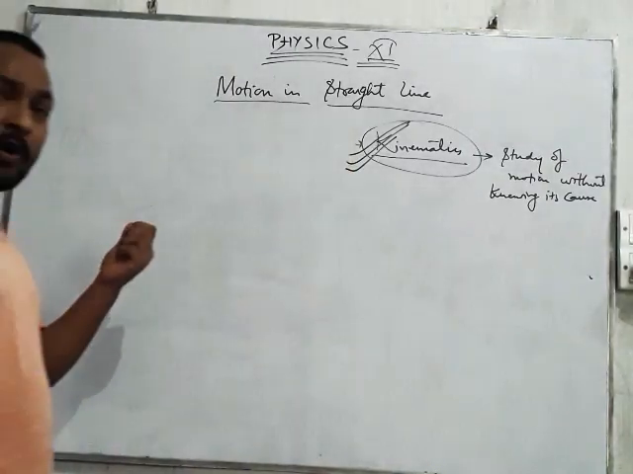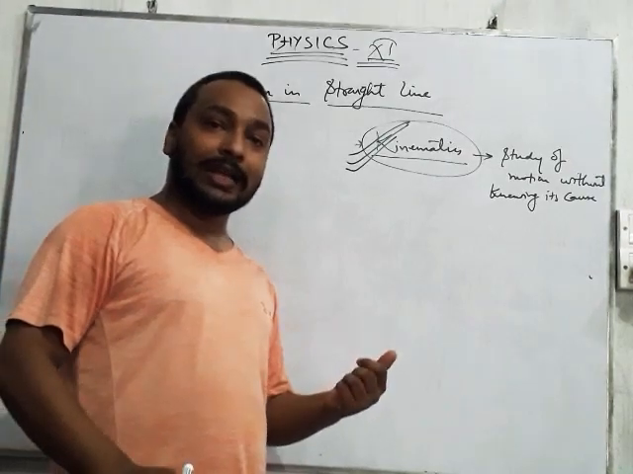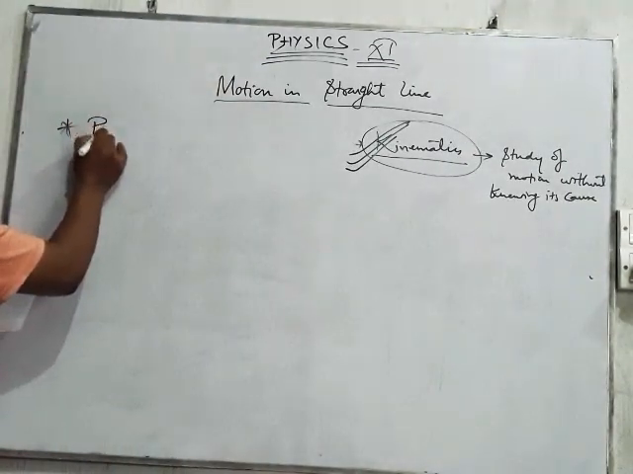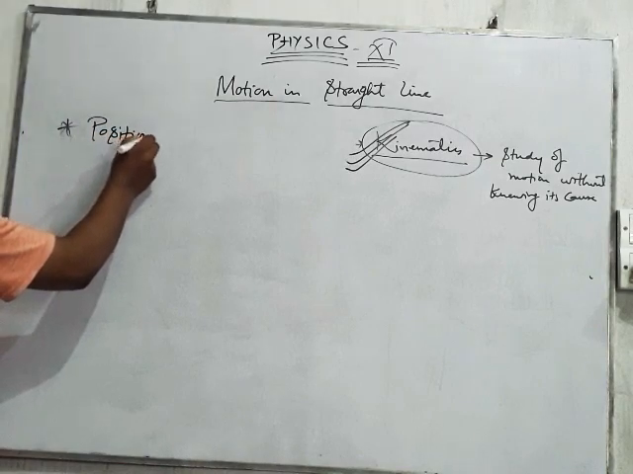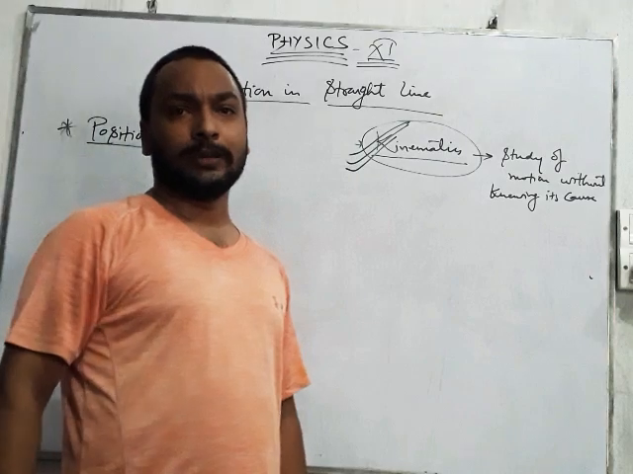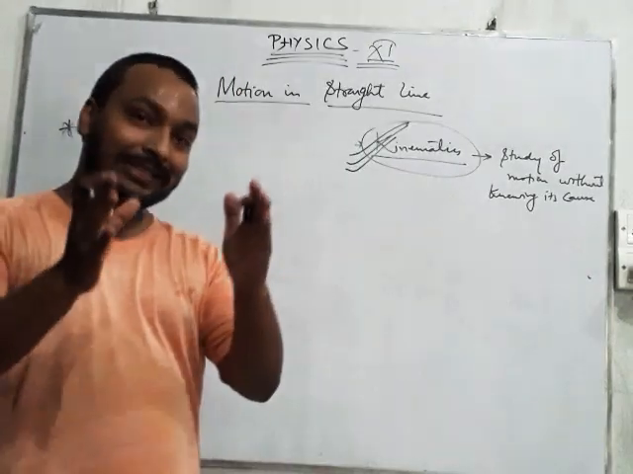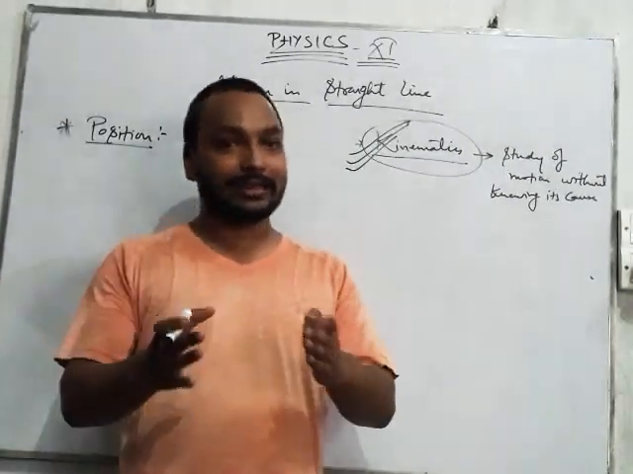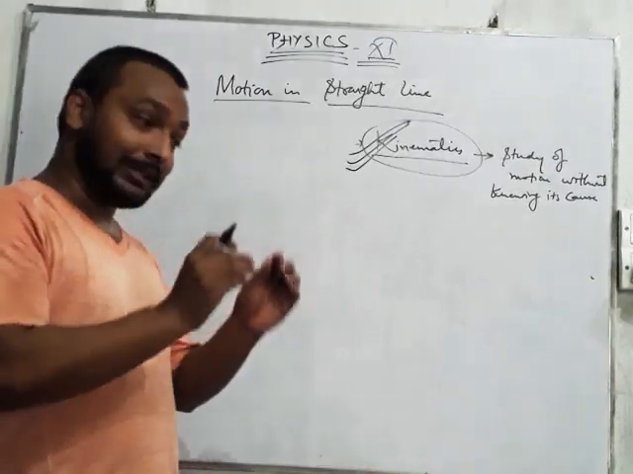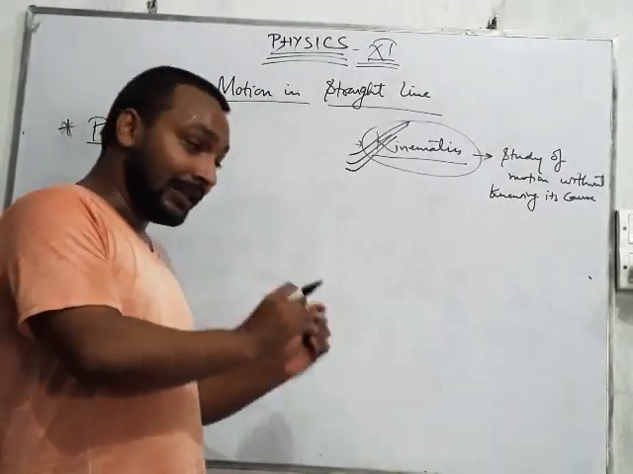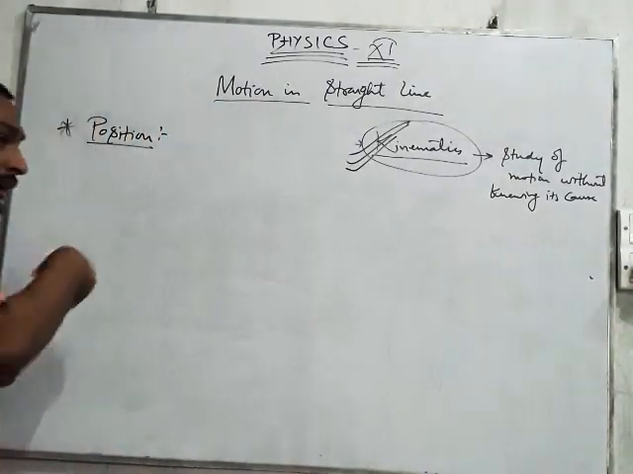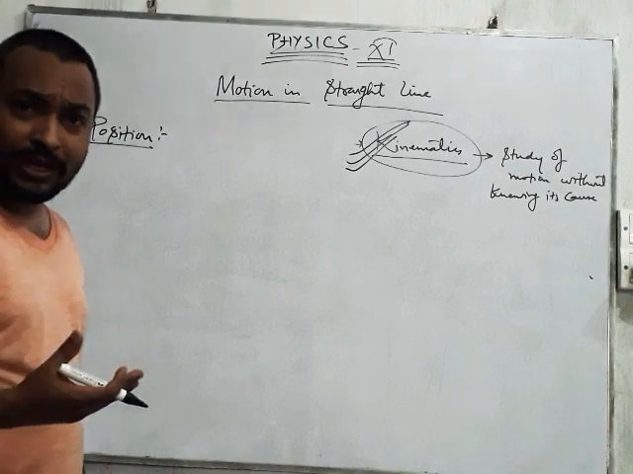See, when a body is in motion, at that time I discussed one point, that is position. So the first thing that should come into mind is, what is the meaning of the position of a body? Wherever the body is standing, that can be said as its position. Alright? Wherever the body exists, that can be said as its position. Okay? But how to determine the position of the body?